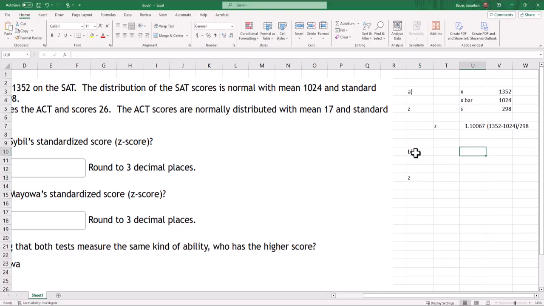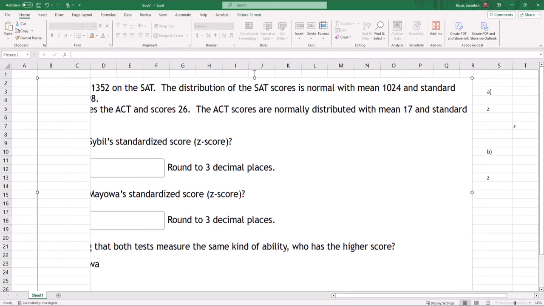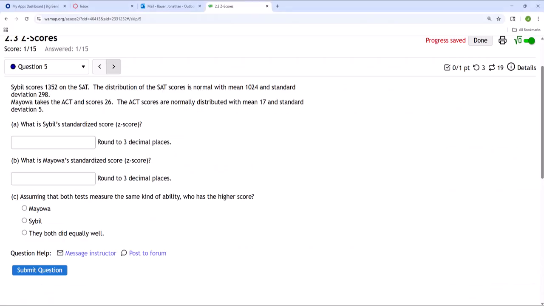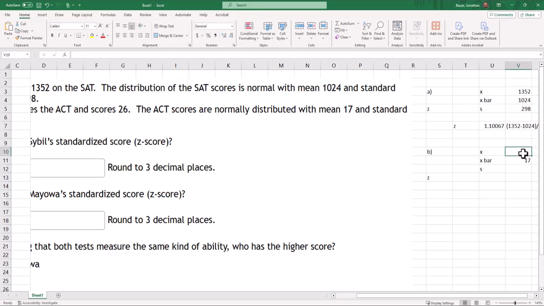I've got a z-score here. I've got an x, maybe, an x bar, and an s. So we know this is 17. Not sure why this is disappearing. 26 and 5. Does it special for when I'm recording.